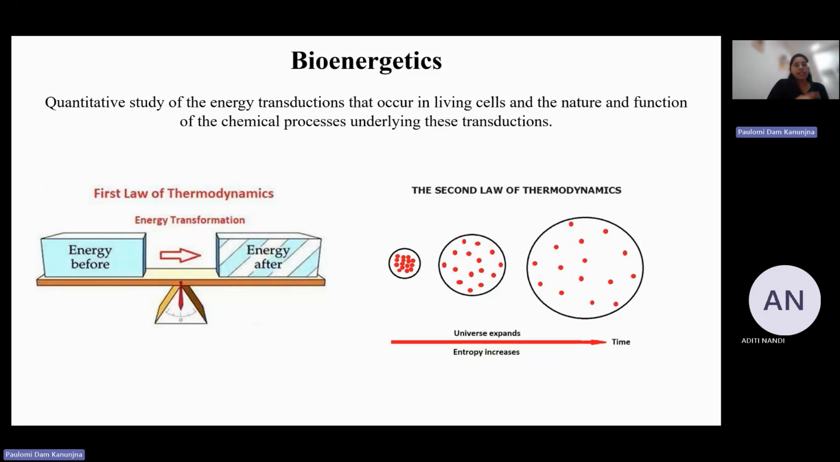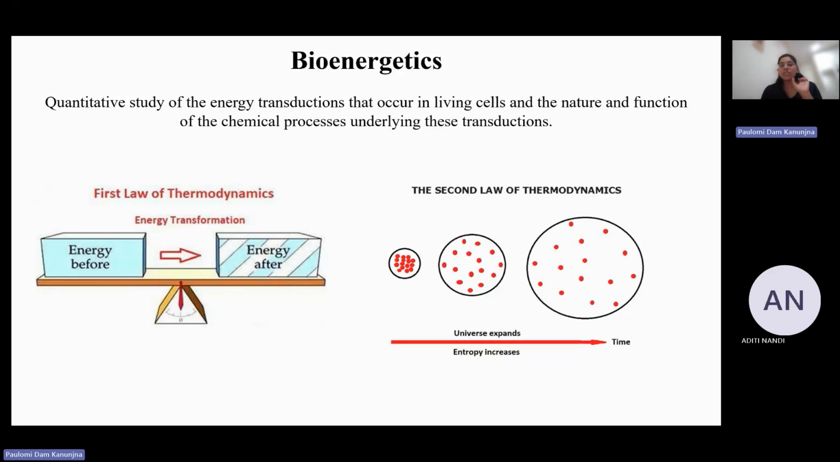Okay, so let's start. Today we are going to mainly focus on bioenergetics. Bioenergetics, as you would have seen in the lecture notes as well, is basically the quantitative study of the energy transduction that occurs in living cells and the nature and function of the chemical processes underlying these transductions.